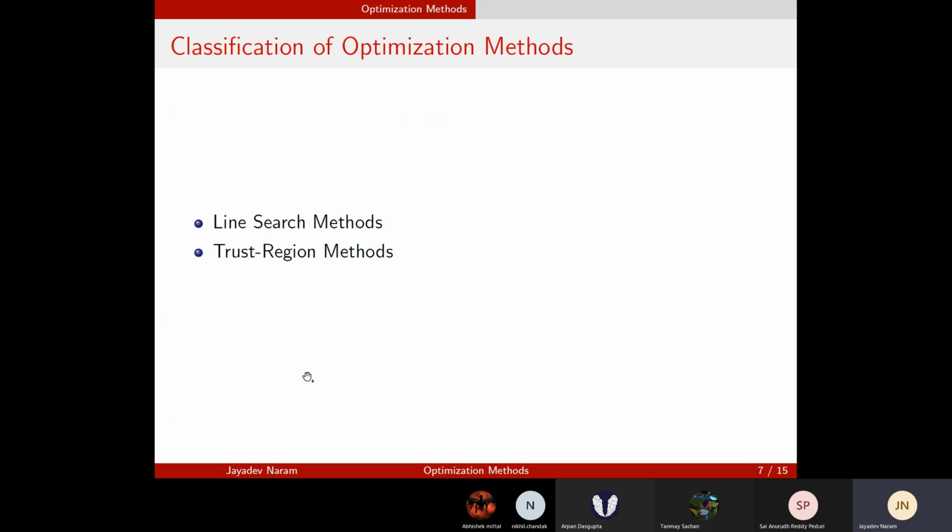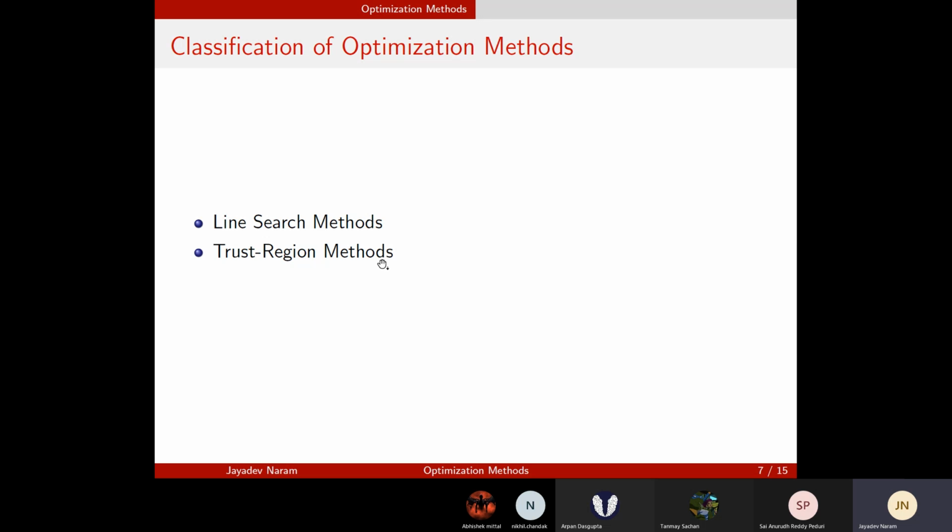There are two broad classes of optimization methods. One is line search methods, and the other is trust-region methods. A line search method that everyone might know is gradient descent. We are going to talk about it, so I'll save it for later. I'm not going to talk about trust-region methods. It's a topic in itself, with a lot of theory involved, so we might save it for a next talk.